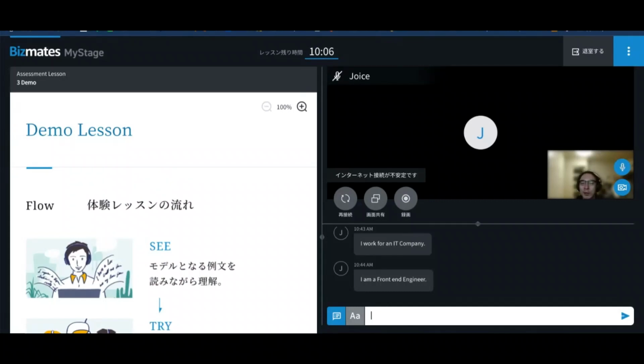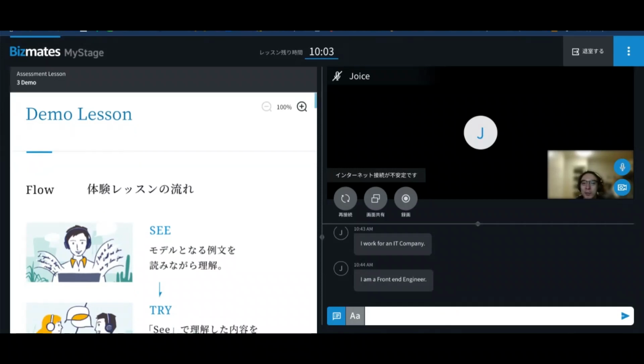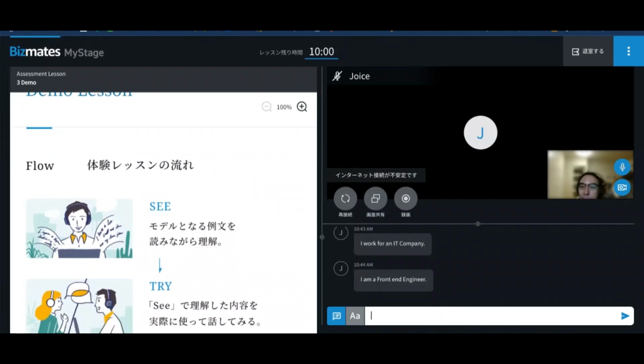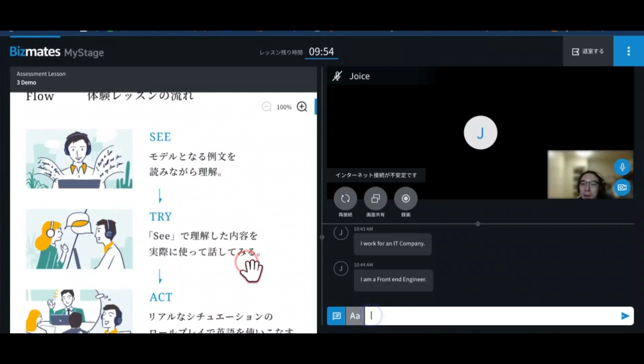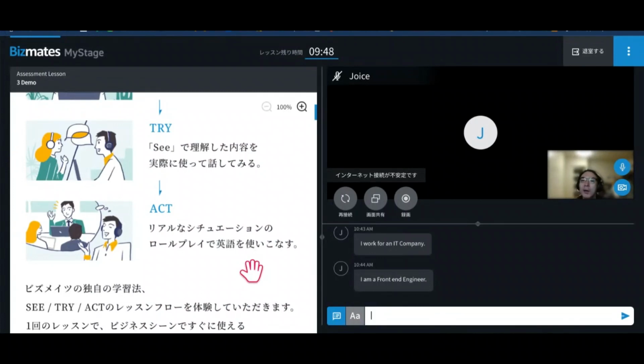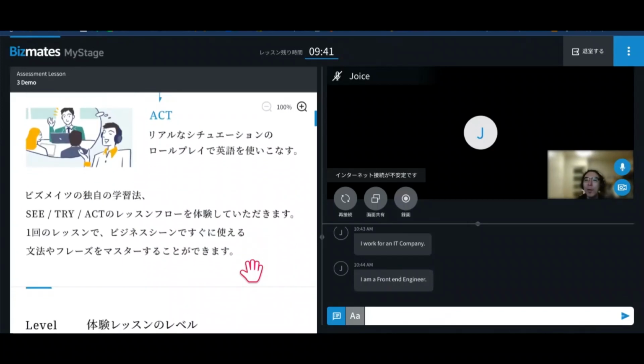You will see in our demo lesson the following flow. In the See part, you will see model examples of the main topic. In the Try part, you will practice what was introduced in the See part. And lastly, in the Act part, we will role play what you practiced in a realistic situation. So this is our unique method at Bizmates, using See, Try, and Act in just one lesson. You'll find that you will be able to master using simple grammar and phrases in a variety of business scenes.